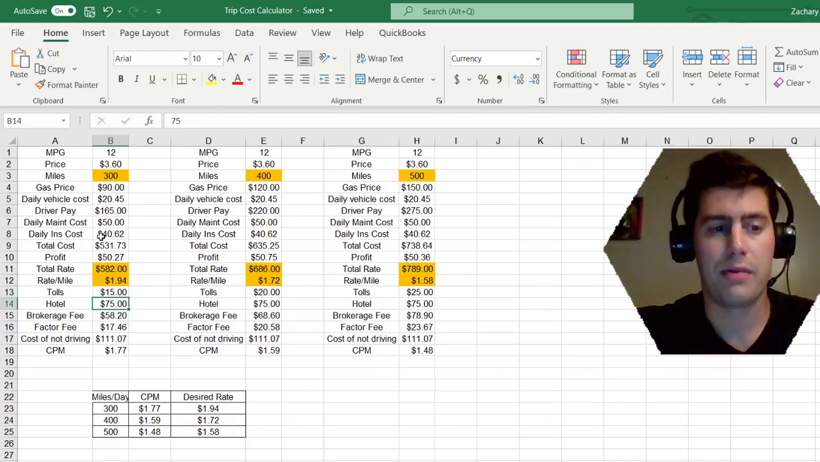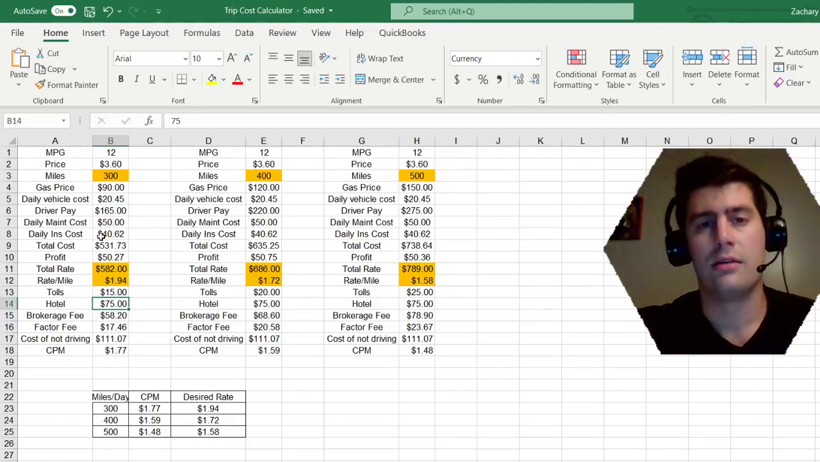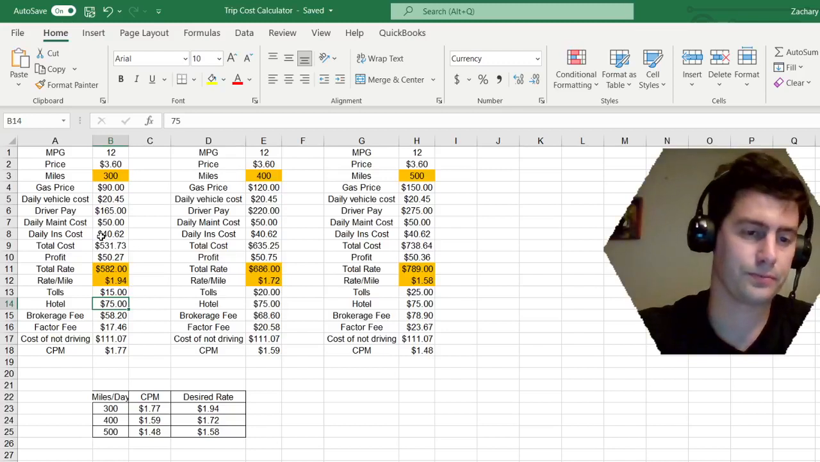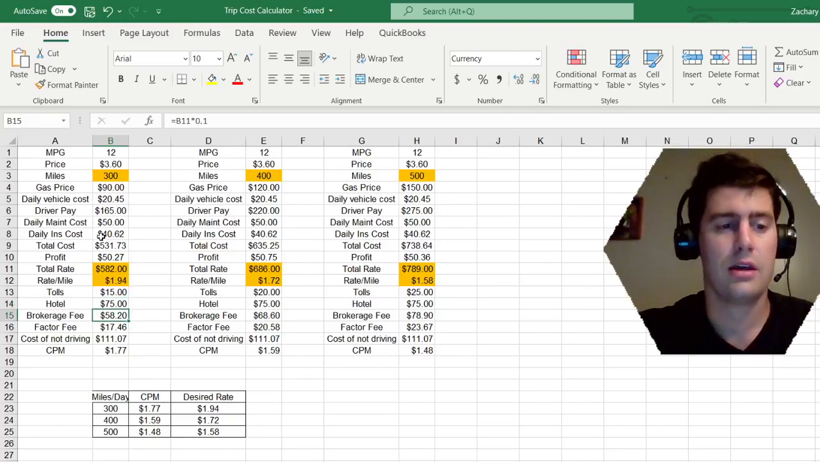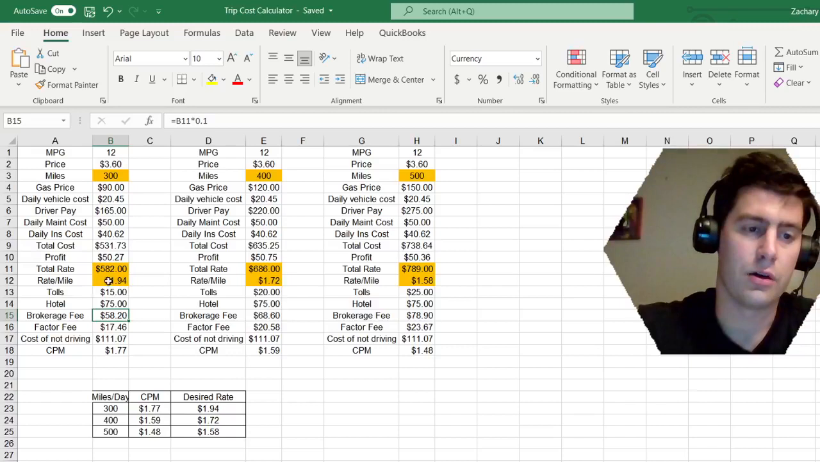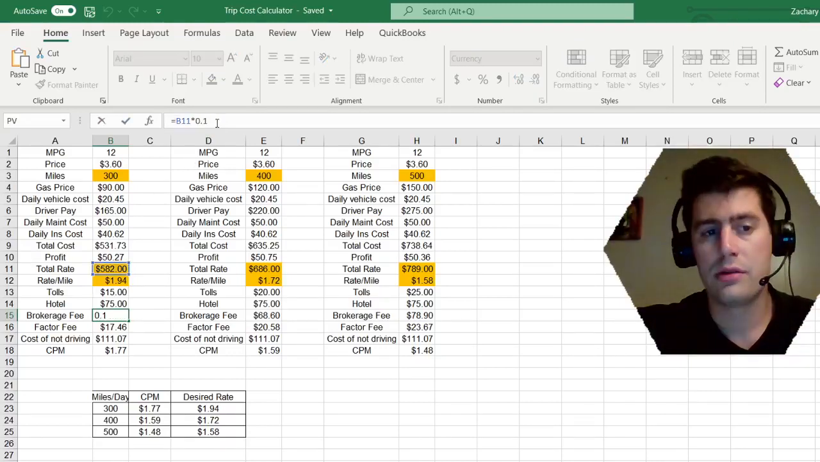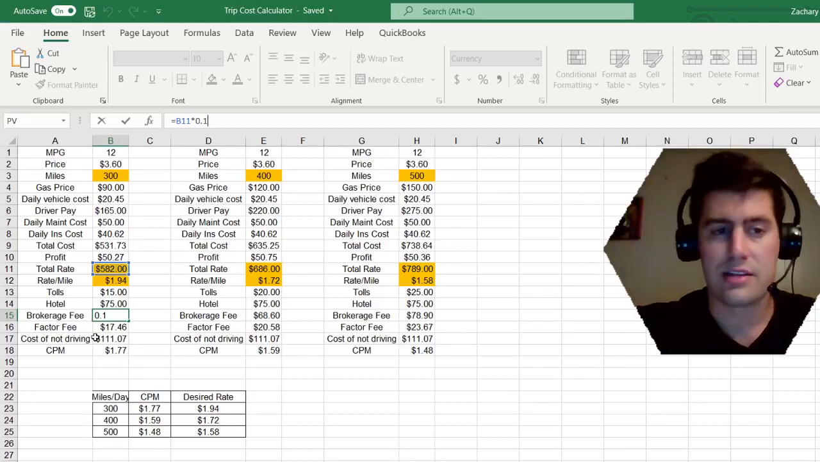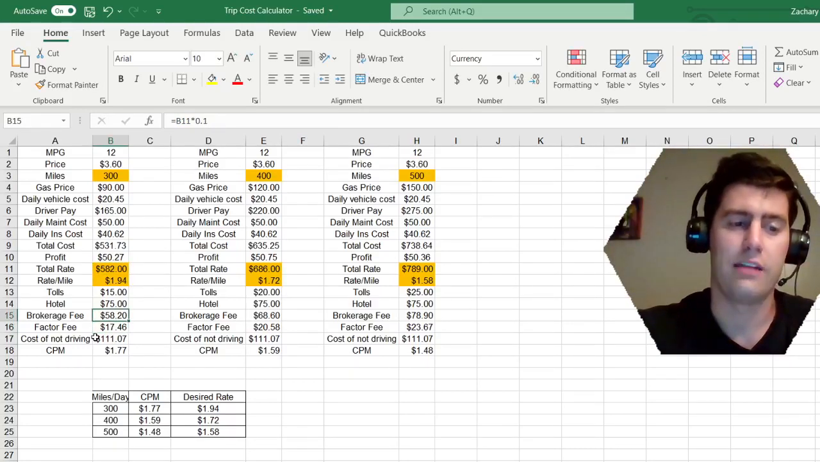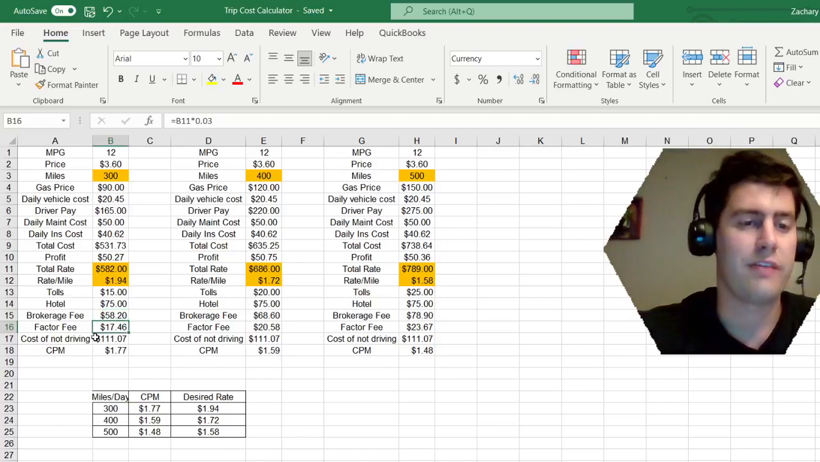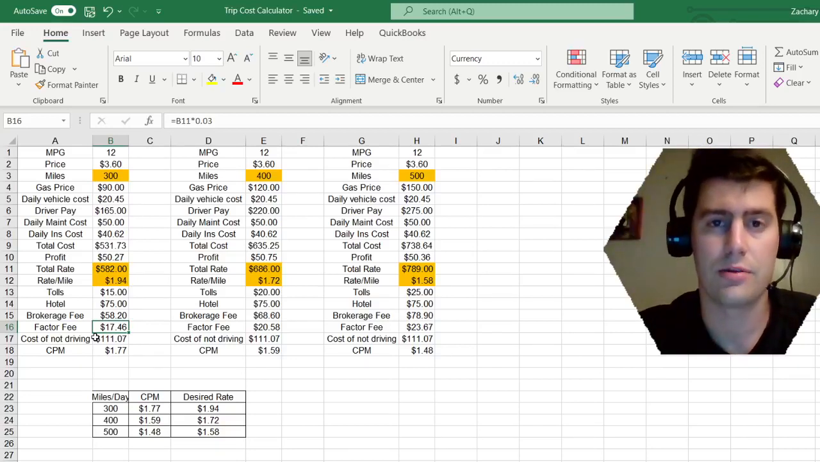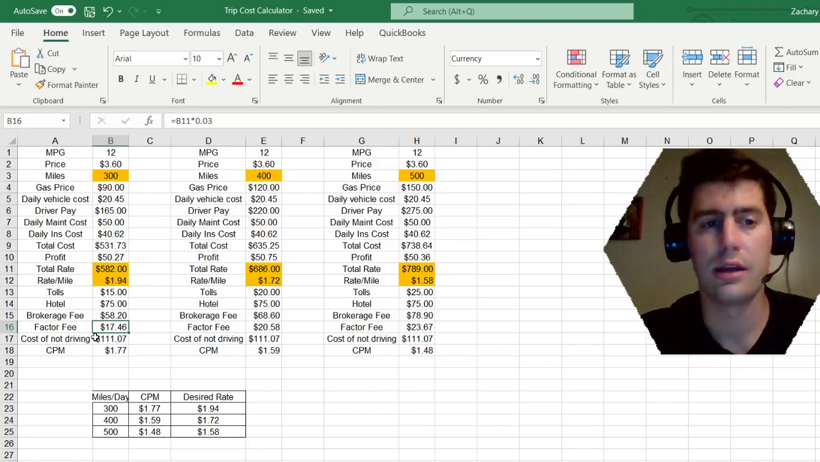I don't have a sleeper cab, so I pay my driver $75 every night that he's over the road to cover potential hotel wherever he wants to sleep. And then brokerage fees. I pay my dispatcher 10%. So I have B11 times 0.1, and B11 is the total rate. If I'm getting paid $582, like in this example, to run this load, then I'll end up paying $58.20 for my dispatcher. Factoring fees, 3% of the total rate. I think that's pretty standard for a new business. Hopefully once I get more trucks I can bring that factoring fee down a little bit, but for now it's 3%.